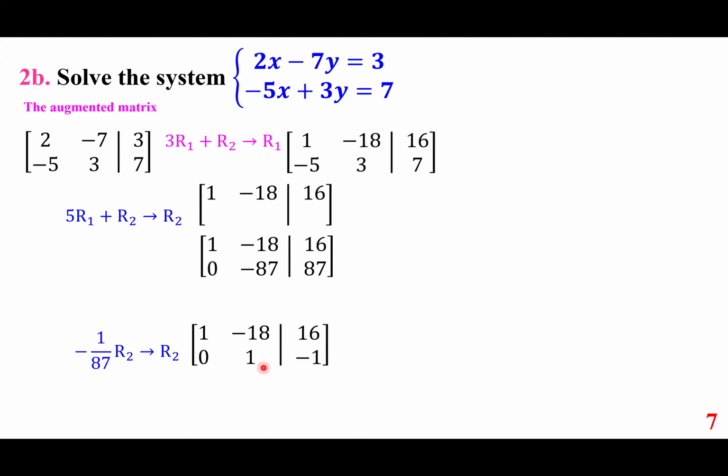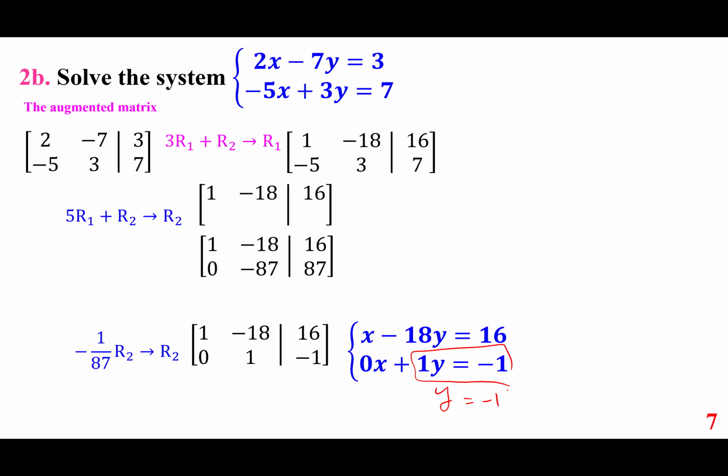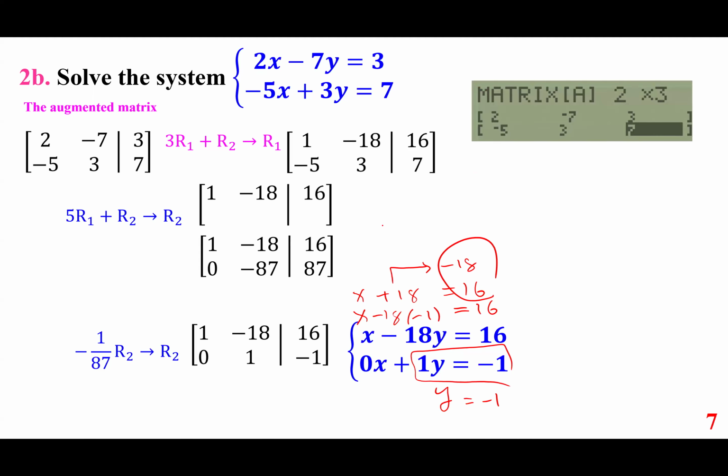So let's rewrite from the augmented matrix. Let's go to the equation. This means x minus 18y is 16. This means 0x plus 1y equals negative 1, which obviously means y equals negative 1. So if I go back to the first one, x minus 18 times negative 1 equals 16. We have x plus 18 equals 16. Subtract, and you get negative 2. Okay, negative 2.